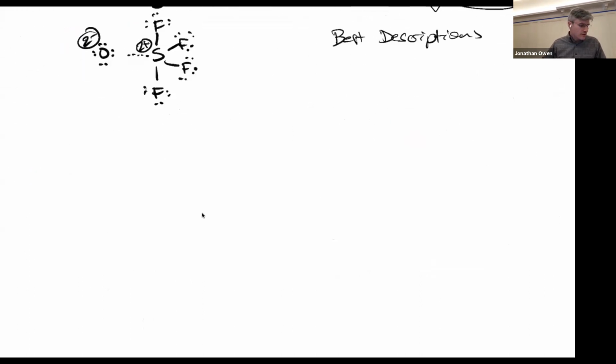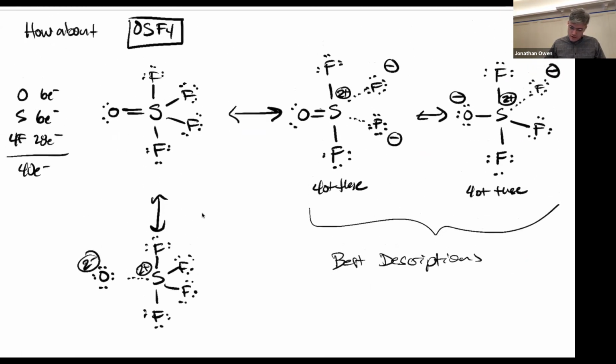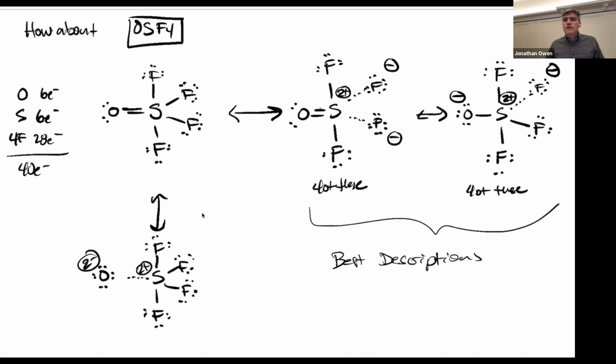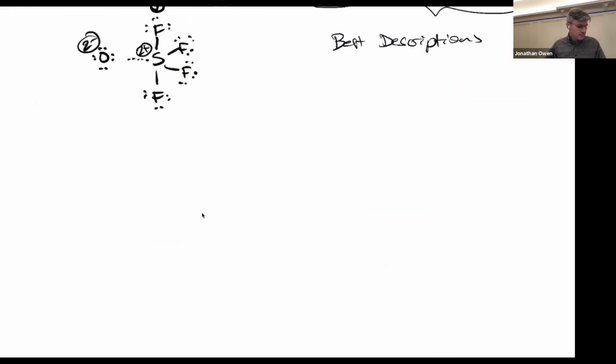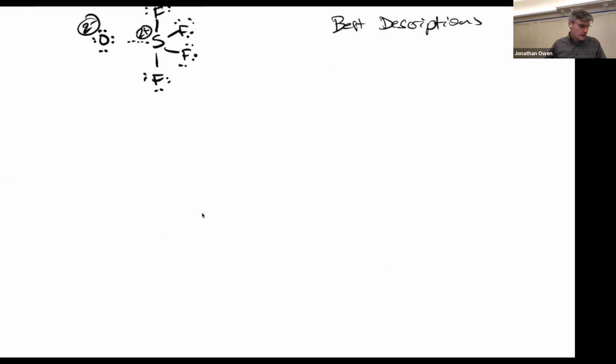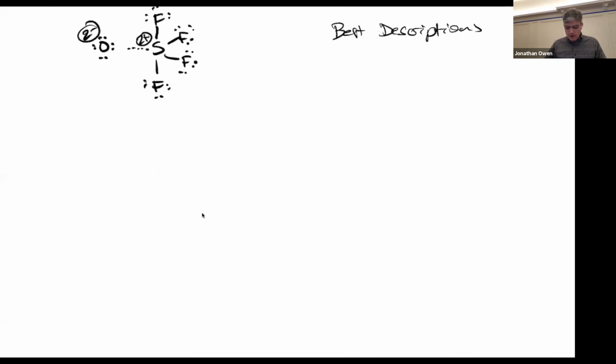Now what's the VSEPR structure going to be? How do I do that now? What's the steric number? The easiest way to do this is to look at the drawing that has the expanded octet. Count up the number of things around it. There's no lone pairs, and this double bond doesn't really matter. It still only counts for one. So that means 1, 2, 3, 4, 5, a steric number of 5. So trigonal bipyramid again. It turns out that a double bond kind of works like a lone pair in VSEPR theory, but it's not quite as demanding as a lone pair.